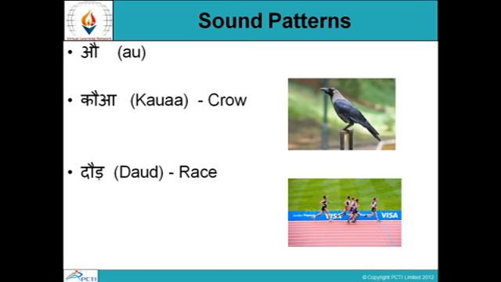Next sound is of awe. Kawa. Ow. So it's a sound of ow. Kawa is crow. Blackbird. It has a very harsh voice. Usually seen on top of roofs. It's called kawa.